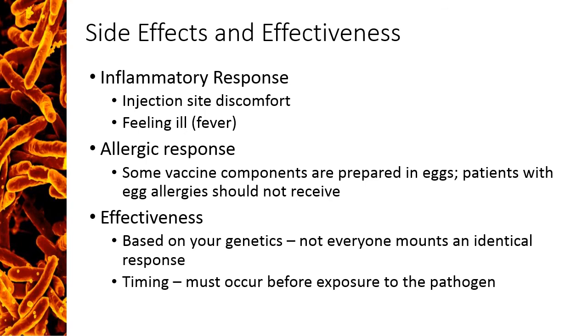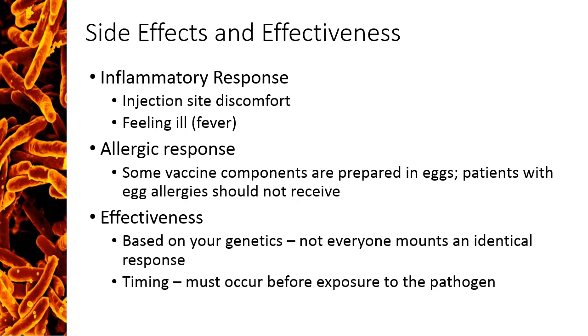And then the third thing is there is a difference in effectiveness. So based on your genetics, you have a slightly different immune system than anyone else around you. It's why some people seem like they get diseases or infections more often than others. Some people have strong immune systems and some it might be a little bit weaker. So not everyone has an identical response to the vaccine.